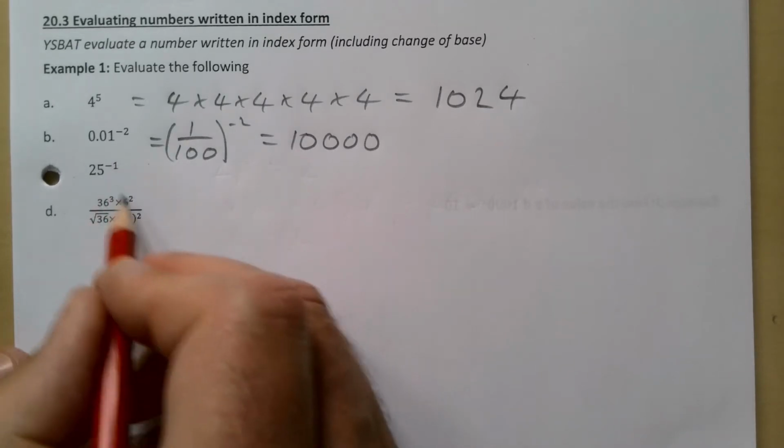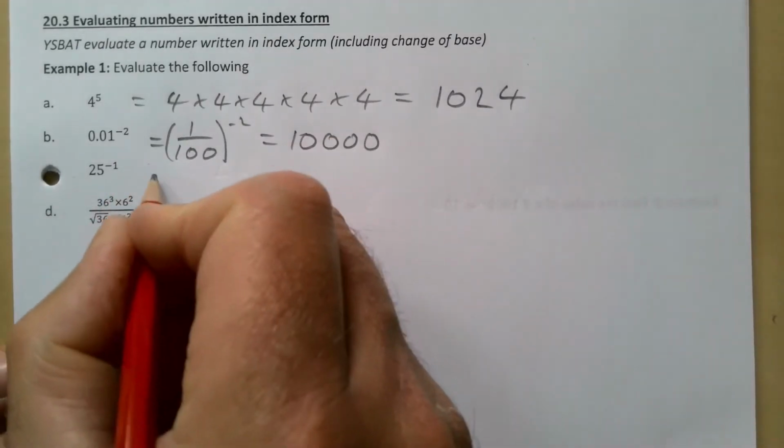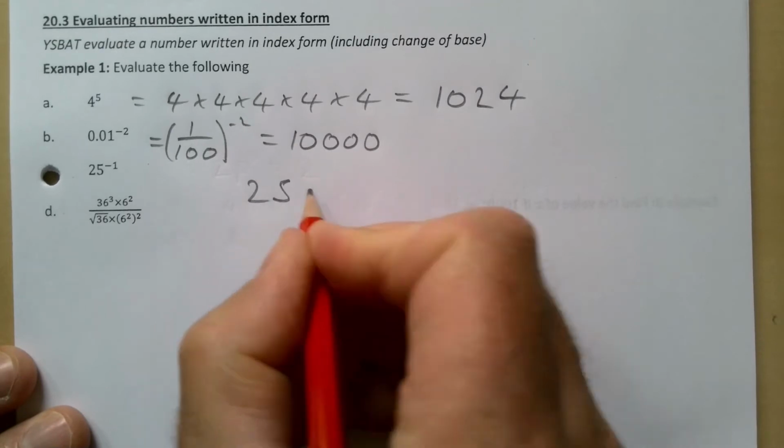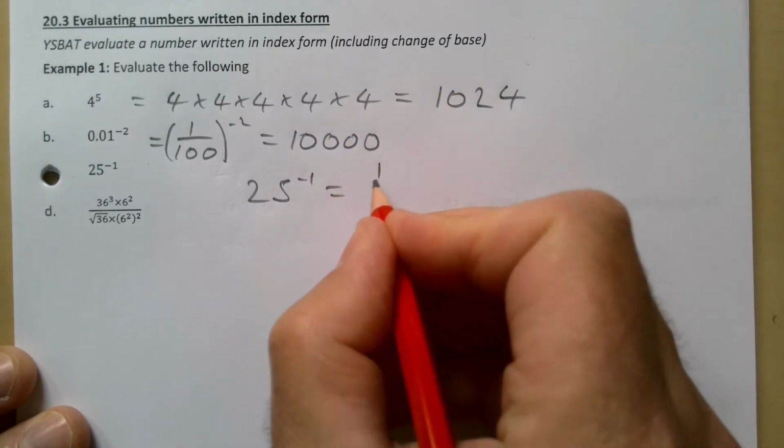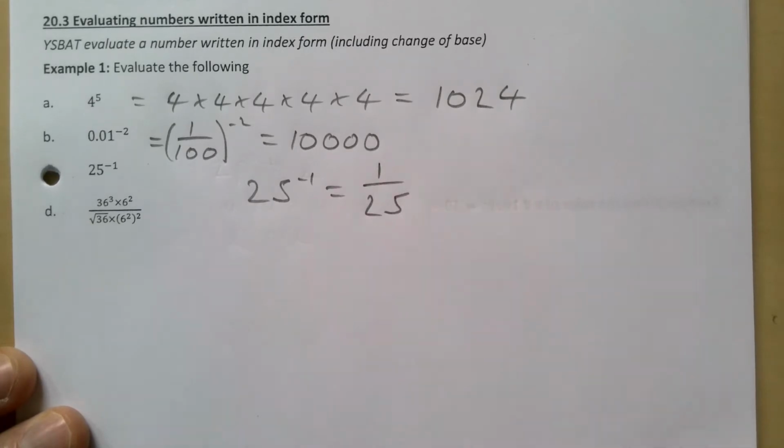25, we're running a wee bit short of space here, we'll just do it down here. So 25 to the power of minus 1. The minus 1 means 1 over. So the answer then is 1 over 25.